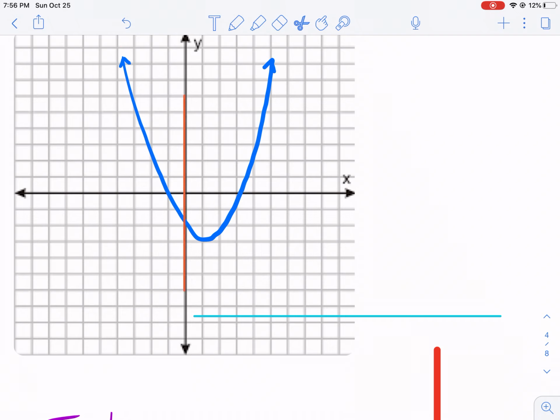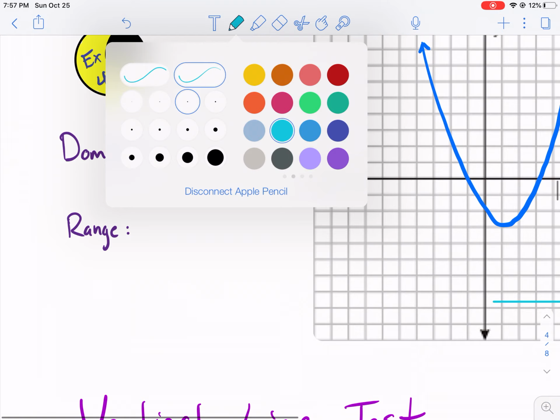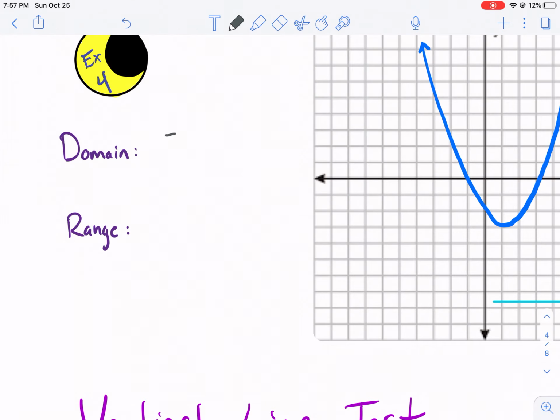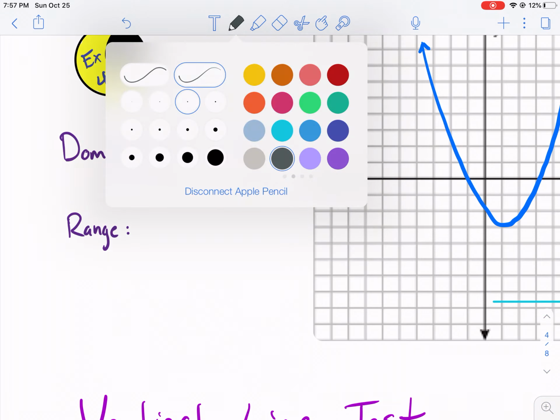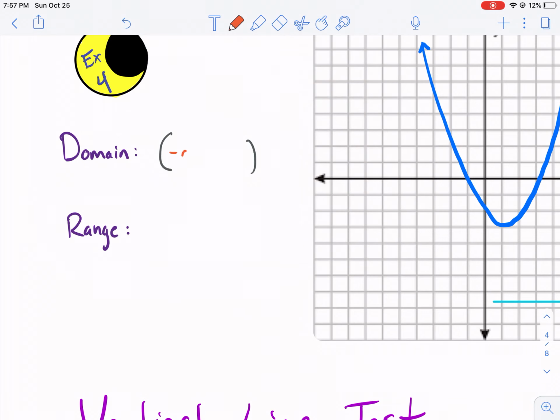Okay, so notice that it was going left, left, left, left, left, still going left, and then we have an arrow. If we're going left, trying to get to our endpoint, and we see that there's an arrow as we're going left, what does that mean? That means our domain is going to be, and if I need to put parentheses here, I'll tell you why in a second. Our domain is going to be negative infinity.